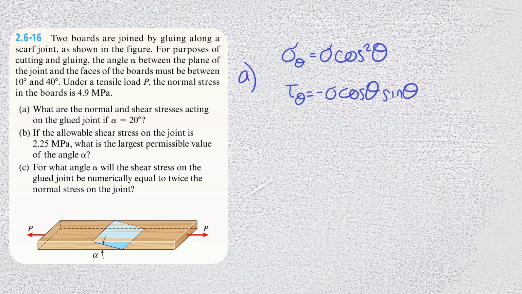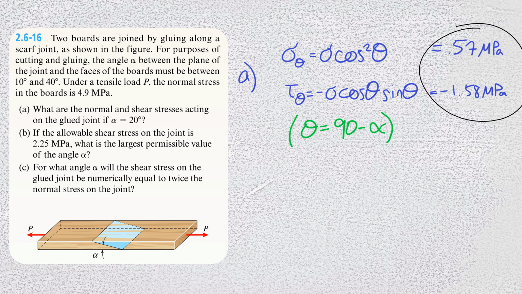So we have an equation for normal and shear stresses, which is this. However, for this equation, theta is from the vertical, so we're going to want to subtract our alpha from our theta before plugging everything in and getting our answers.